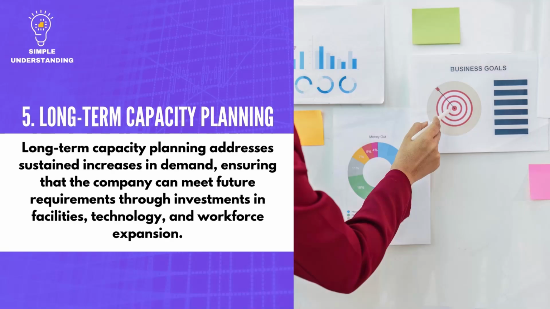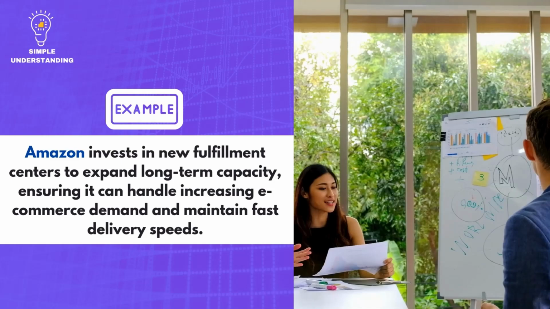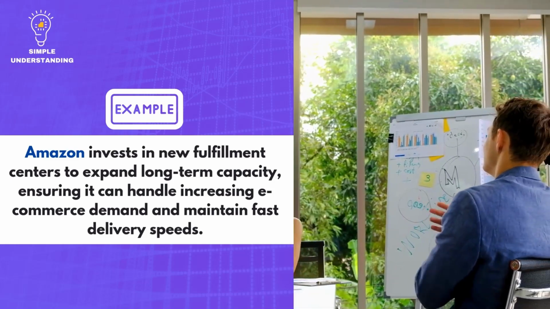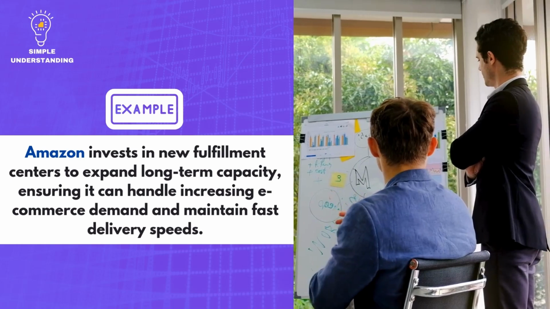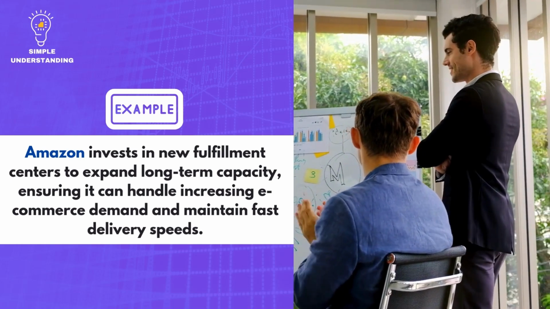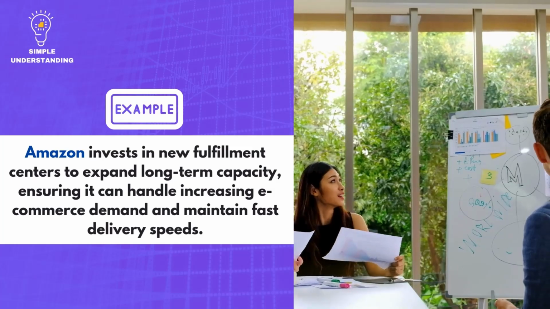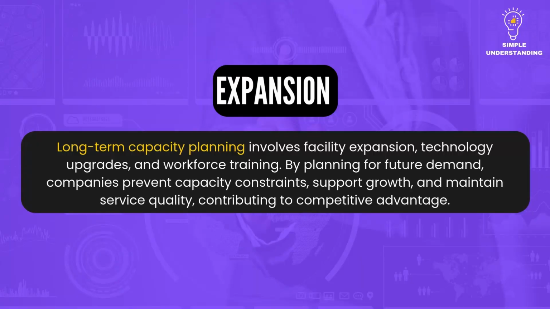5. Long-term capacity planning. Explanation. Long-term capacity planning addresses sustained increases in demand, ensuring that the company can meet future requirements through investments in facilities, technology, and workforce expansion. Real company example. Amazon invests in new fulfillment centers to expand long-term capacity, ensuring it can handle increasing e-commerce demand and maintain fast delivery speeds. Expansion. Long-term capacity planning involves facility expansion, technology upgrades, and workforce training.